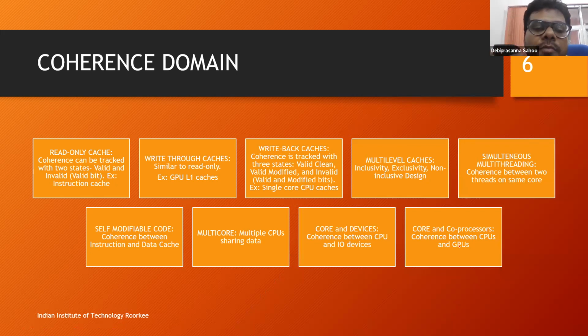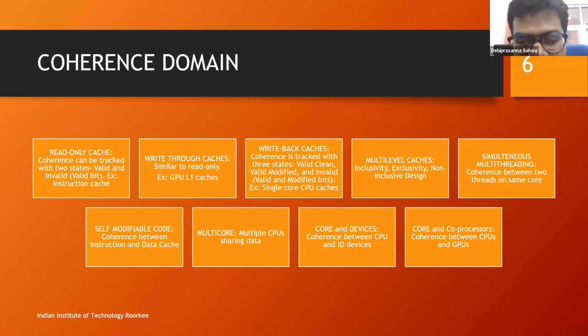Then as we go to multi-level caches, we need to understand three different properties. That is, one is inclusivity, second is exclusivity, and third is inclusive design. We're going to discuss these three in little more details. But before that, I'm going to talk about the other two scenarios, uncommon scenarios where the coherence protocols come into play.